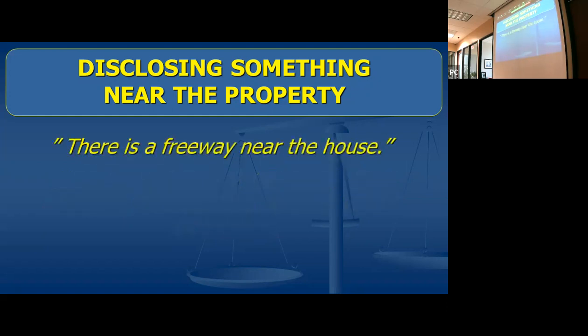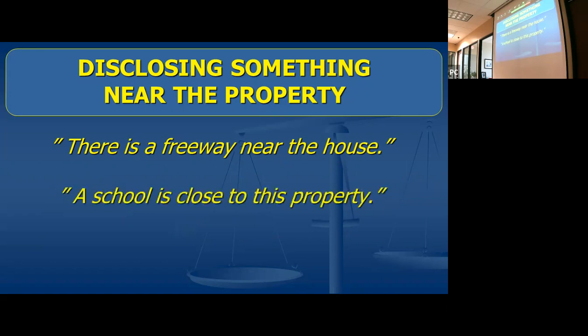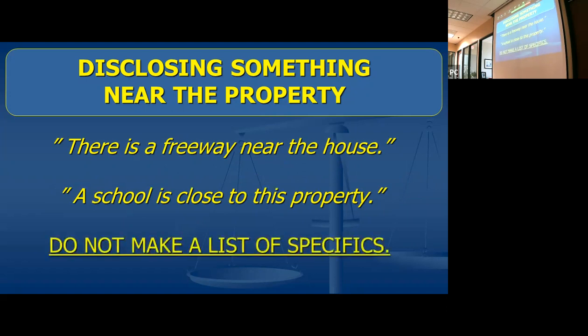So for example, there's a freeway near the house, meaning anything and everything that happens to you when you're that close to a freeway will be part of your life. That's the way it is. There is a school close to this property. It's a much simpler disclosure and much safer than writing out a list, because their clever attorney will find two or three or four things not on the list and they'll go after you for those. So do not make a list of specifics, in my opinion.